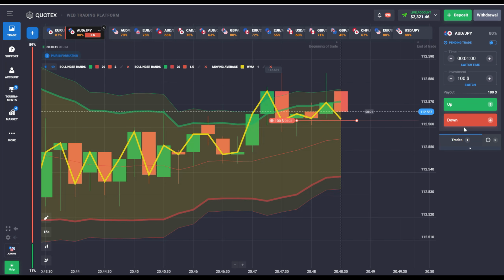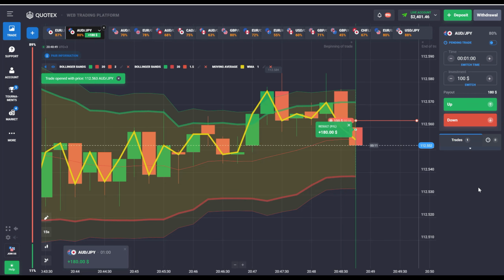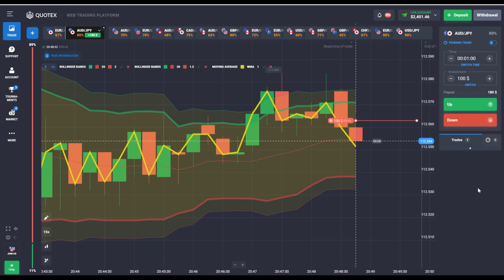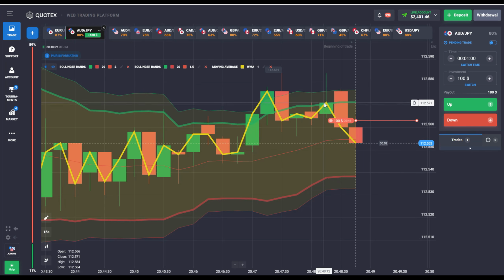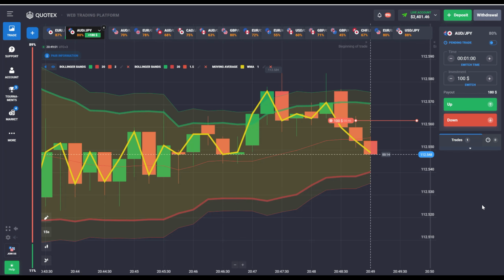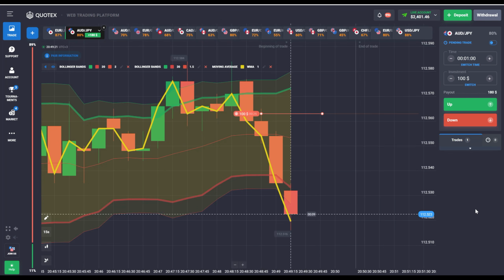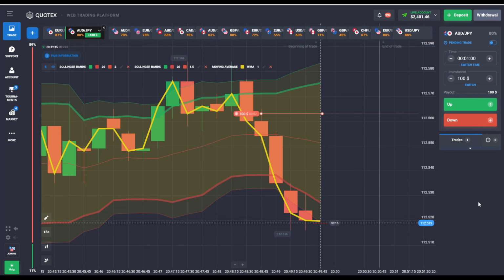Another signal is forming for us. We also open a trade for a decrease. The previous trade closed in profit and we immediately open a new trade. Exactly the same conditions. Again, the moving average indicator line was above our Bollinger Bands boundary. Another trade closes in profit.